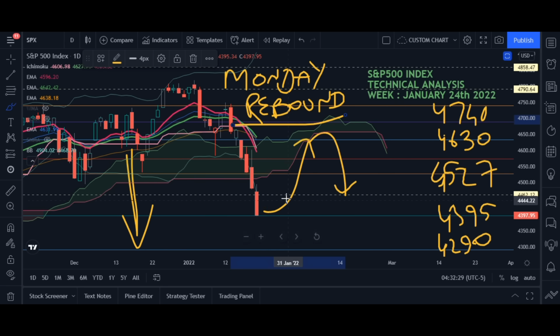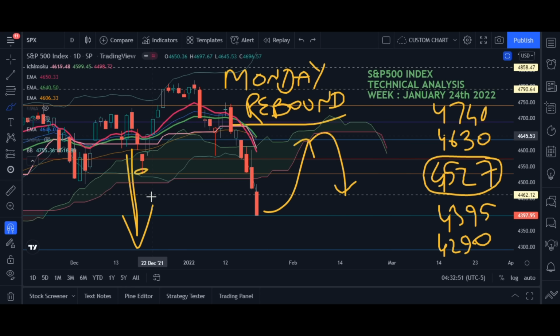Now when the market rebounds, it will easily be able to cross 4661. That's not a problem. So the market is going to first meet this resistance here, 4527. And if you see, there is also a confluence zone because of this and because of this, so the market is going to first hit 4527. Currently it is closed at 4397. So on Monday it is expected to hit 4527.